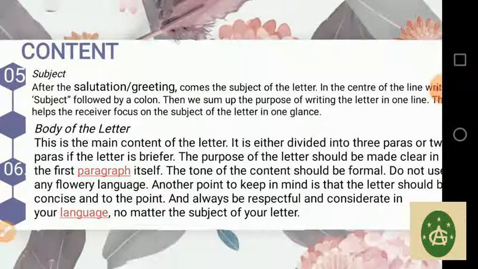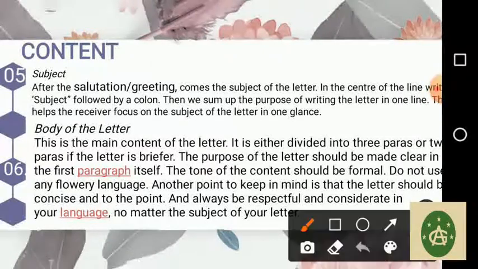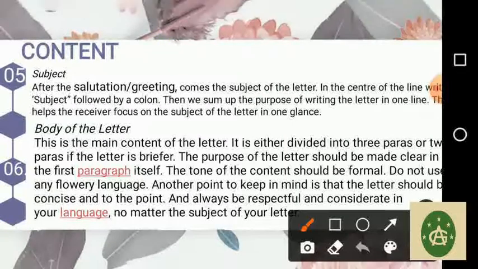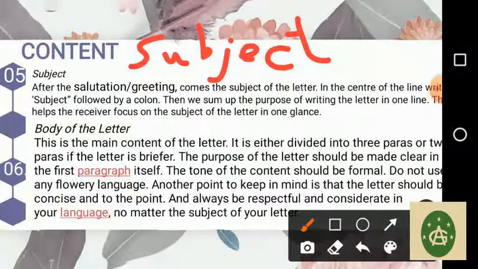Now the content. Number 5, subject. After the salutation and greeting, Mr. and Miss or Sir or Madam, comes the subject of the letter. In the center of the line, you write subject followed by a colon. Subject, colon. And then colon. Colon is a sign like this.